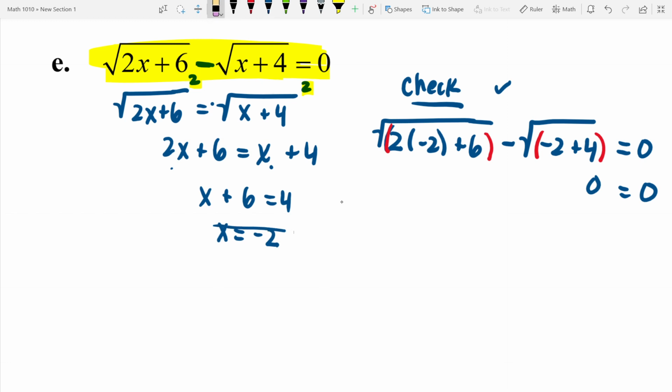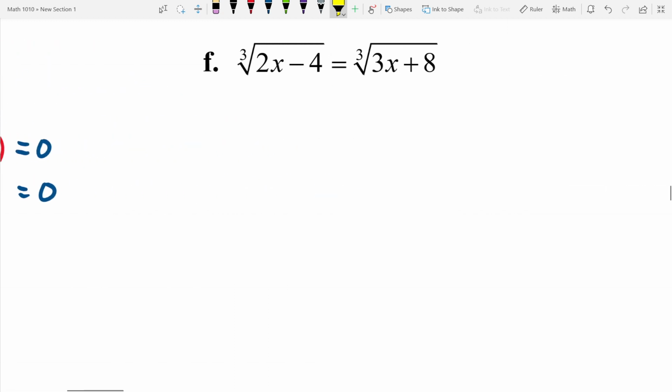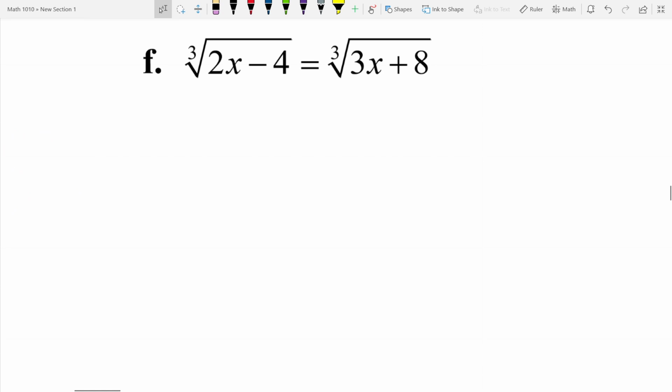You know, the beautiful thing is, first of all, I was supposed to check it, and I did. But the other thing is, I know I'm right. There's no way that answer is wrong unless I plugged it into my calculator on the check wrong. So anyway, that's it. Okay, here's question F.